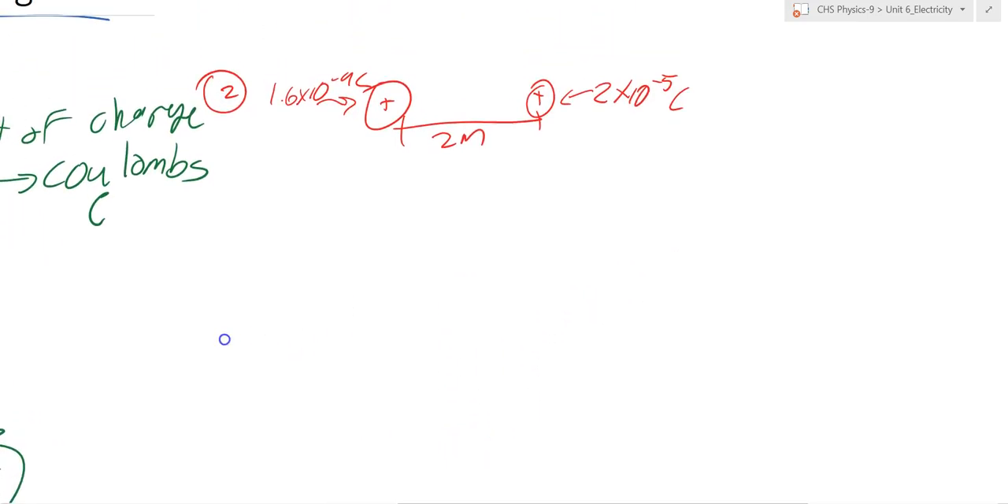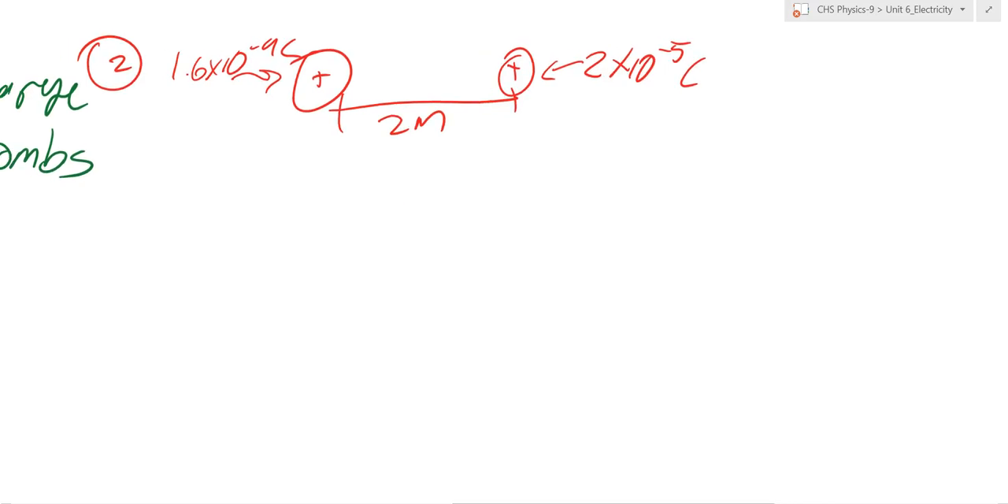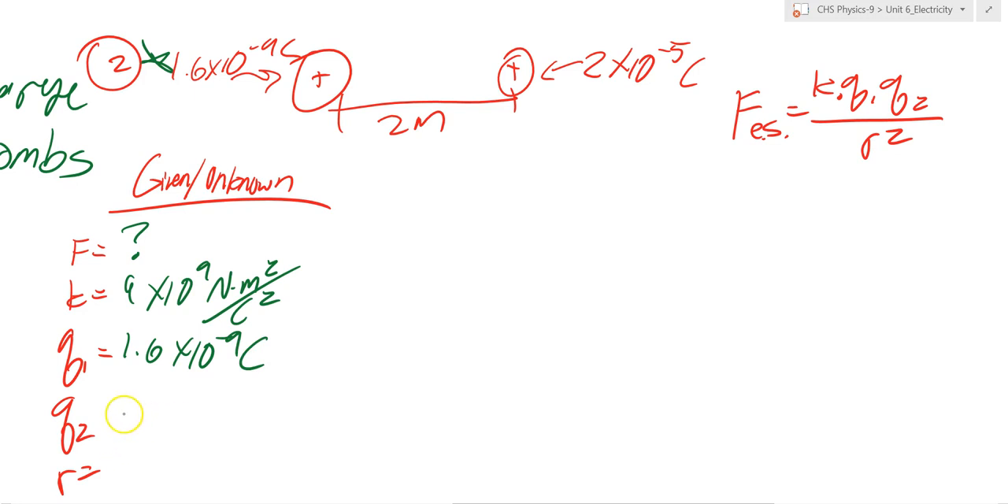Okay? So this time I've got two positive charges, so we know that they're going to have repelling for our answer. But go ahead and pause and see if you can do this one on your own. Ready, set, go. Okay, and I end up with question mark, 9 times 10 to the 9th newtons times meters squared per Coulomb squared, Q1. Doesn't matter which one's which. I'm going to say this one's Q1. 1.6 times 10 to the negative 9th coulombs. Q2 would be 2 times 10 to the negative 5 coulombs, and then R would be 2 meters.